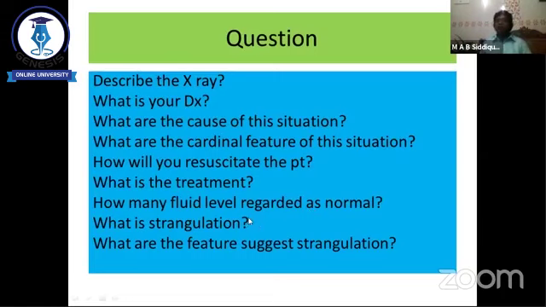So, what is strangulation? When impairment of the blood supply occurs, that is strangulation. What are the features of strangulation? When the colic pain becomes continuous, then we suggest that the gut has become strangulated.